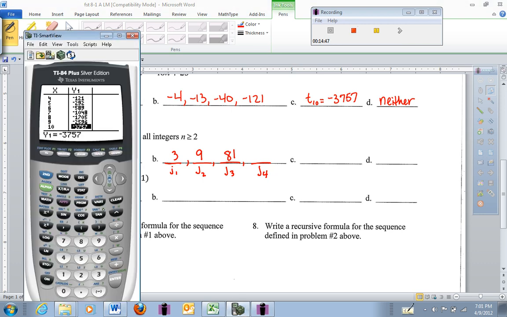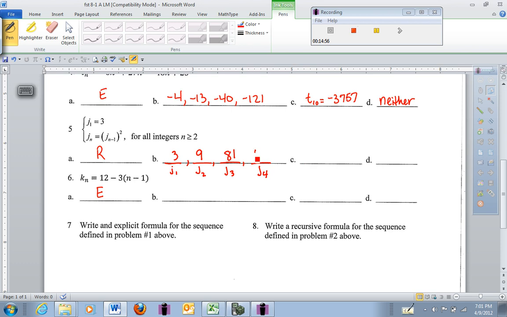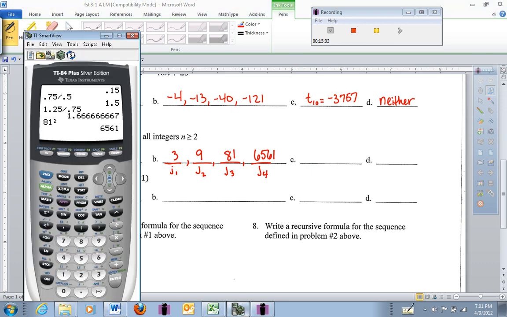I don't know what that is. Let me see if I can get my calculator to help me. 81 squared is 6,561. Okay, now let's see if we can generate this one in our calculator.